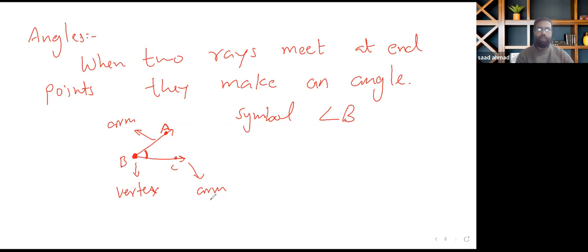If you want to distinguish between them, you can say this is an opening arm and this is the closing arm. Like if you're measuring the angle from this direction to that direction, this one is the starting arm or opening arm, and this one is the closing arm.